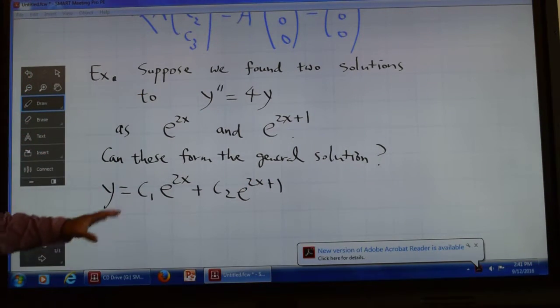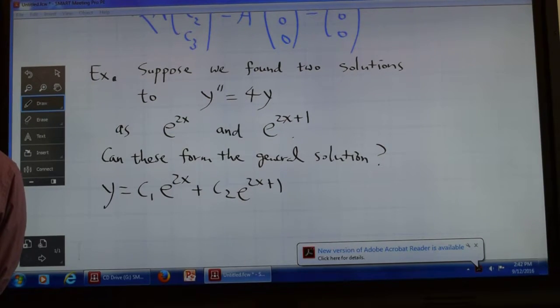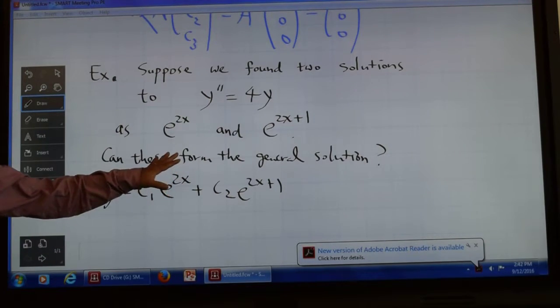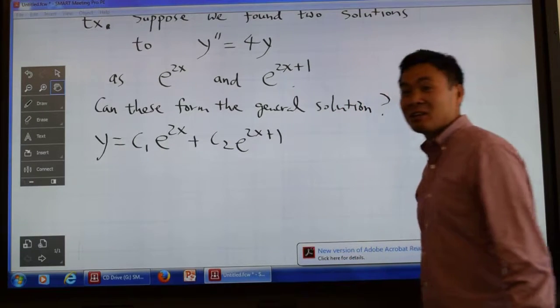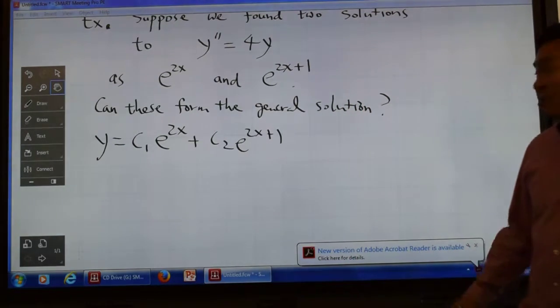Are we happy with this solution? Yes or no? We can't say yes or no unless we check for what? Linear independence. If they are dependent, then it's no good. We have to find something else. Okay? If they are independent, then we're happy. We can say this is the solution. Okay? So how can we see whether these are linearly dependent or independent?